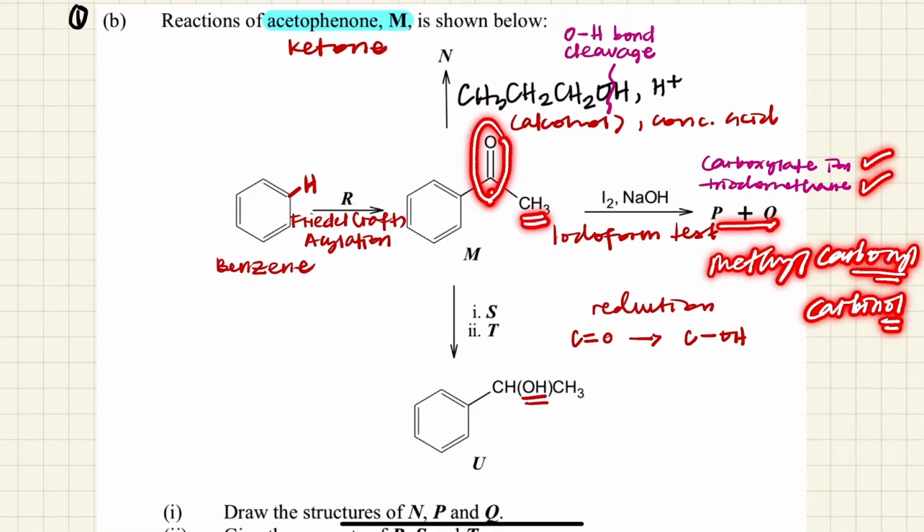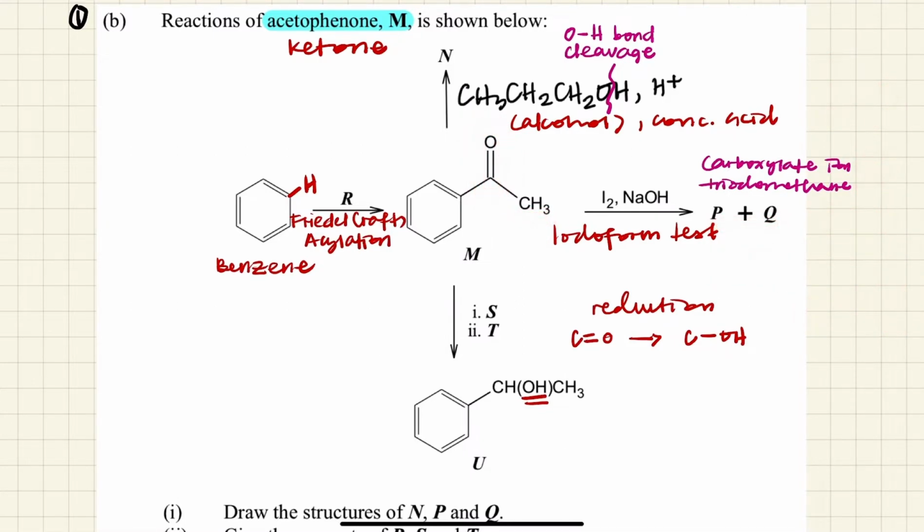That means that your P and Q will be the carboxylate ion and triiodomethane. So how does your carboxylate ion look like? It will be C double bond O, O minus, while your triiodomethane will be CHI3 with a downwards arrow. That means it is your precipitate, a yellow precipitate to be specific. So this requires a lot of knowledge in organic chemistry.